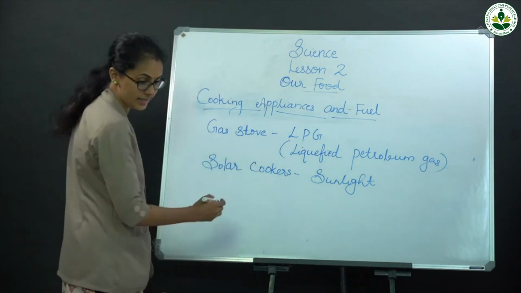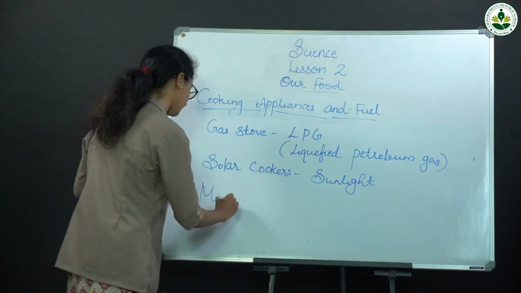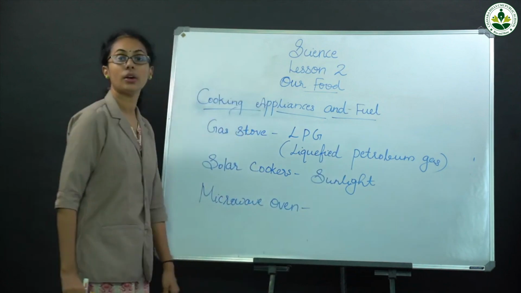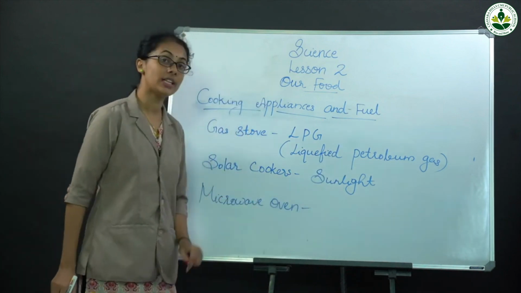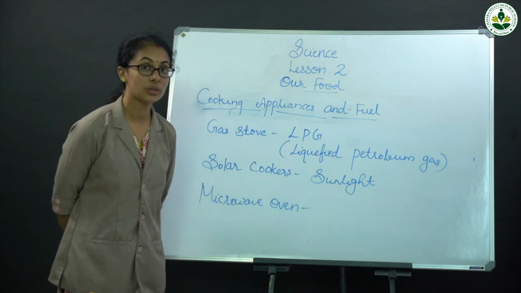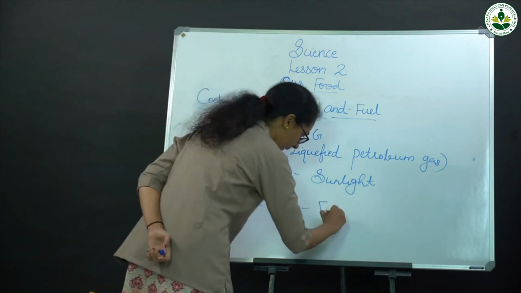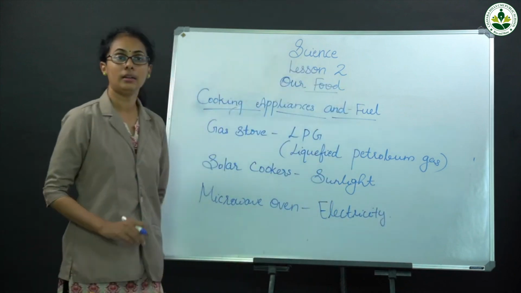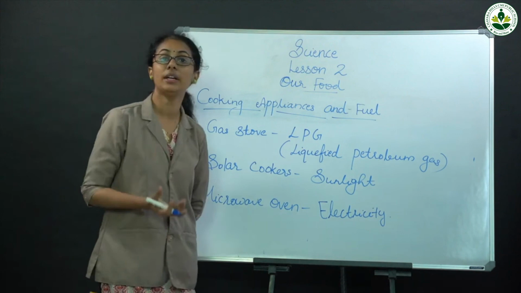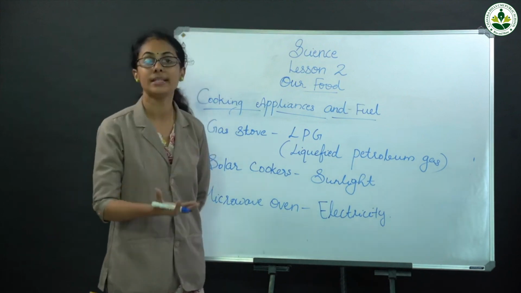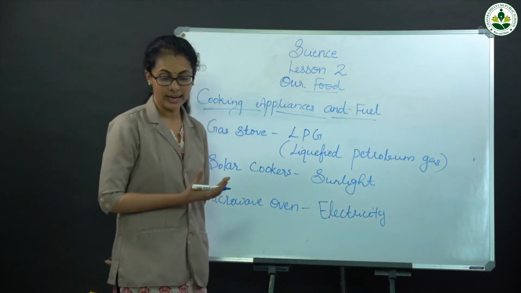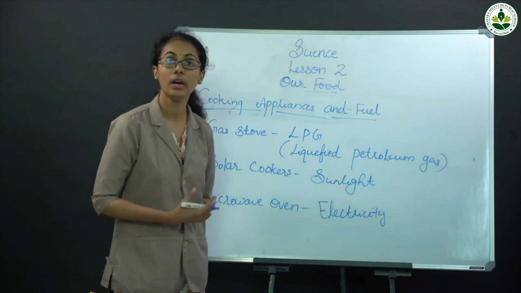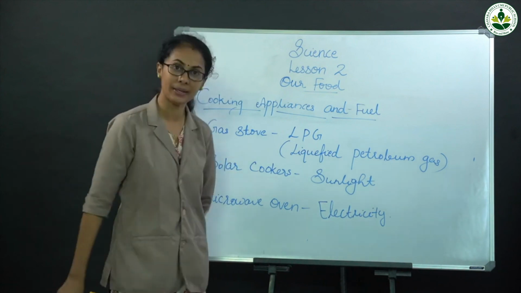The next one is microwave oven. Which fuel is used in a microwave oven? Electricity. We use microwave ovens to prepare cakes, biscuits, that type of things. They cook food very quickly at high temperature.